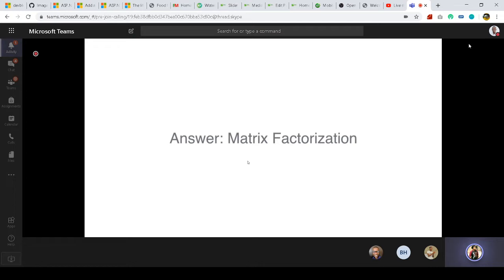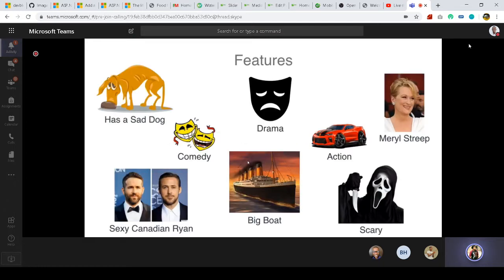Sorry. Yeah. So now we are assuming that the movies have various features and are not dependent on only one feature or genre. They might be classified on comedy, action, drama. There might be a big boat like Titanic. That movie might have a sad dog. A movie might have Meryl Streep in it, or a sexy Canadian actor like Ryan Gosling, or the other Ryan. I don't remember his name.